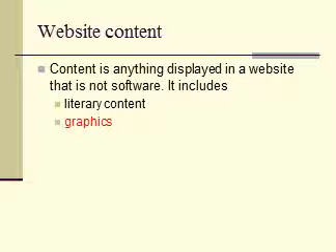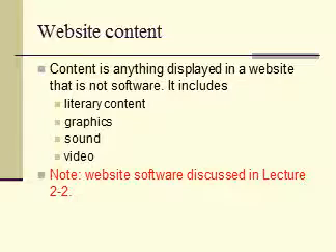Graphics, such as photos and illustrations. Sound, including recorded music and sound effects. Video, including product videos, YouTube videos, news videos, entertainment videos, and so on. As noted above, website content is anything displayed in a website that is not software. To learn how to identify website software, see Lecture 2-2.